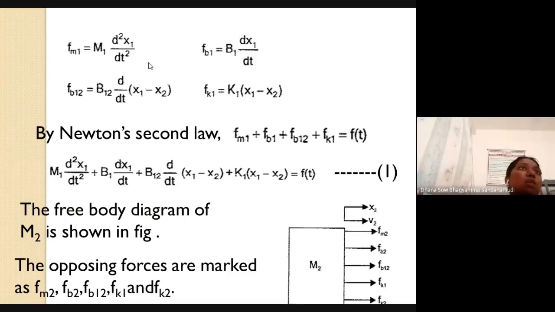You know these equations. Substitute these equations here.